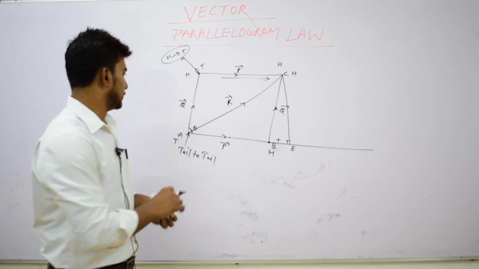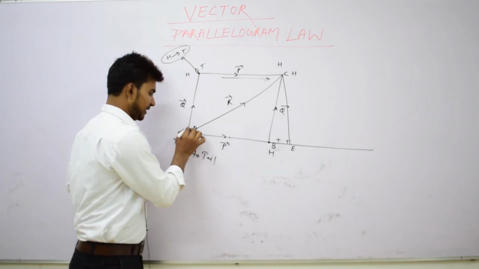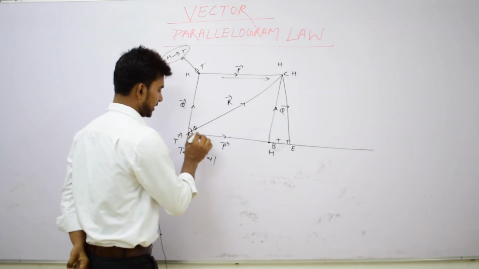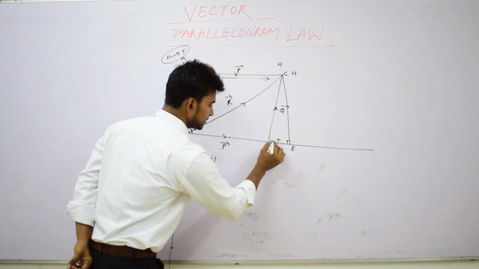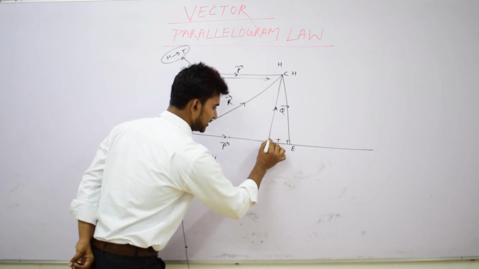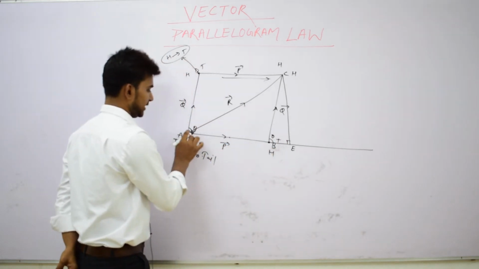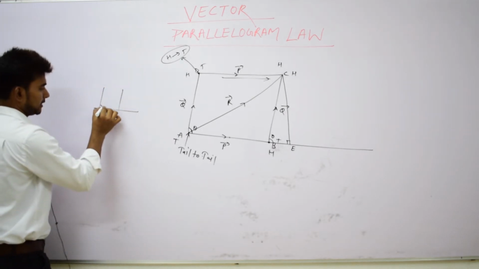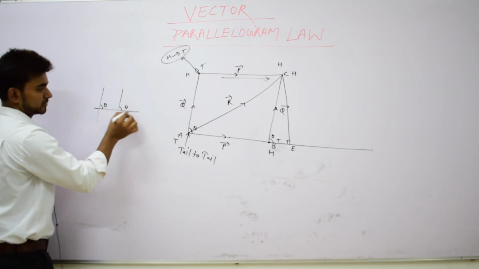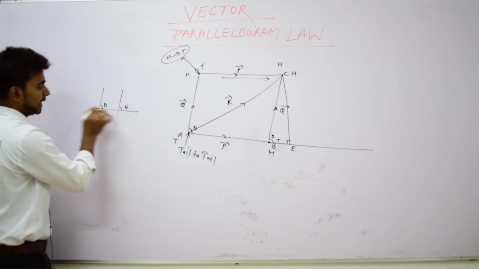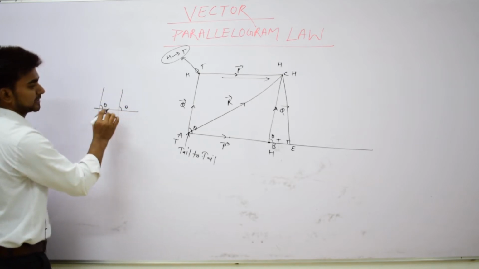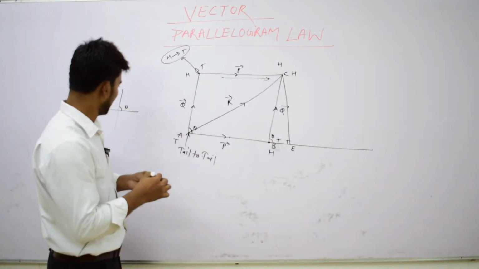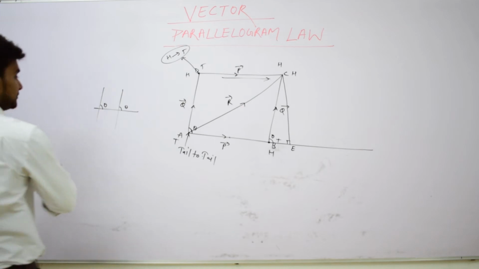Now what we have to do? Just see one thing which is important. If this angle is theta, and these two lines are parallel lines, then by the corresponding angle, this angle will also be theta. If these two lines are parallel and this is the transversal line, then if this angle is theta, this angle will also be theta. In the same manner, if this is theta, then this will also be theta. I hope it is clear. Let's see further.